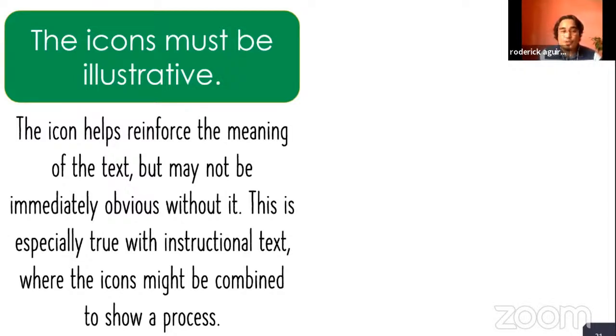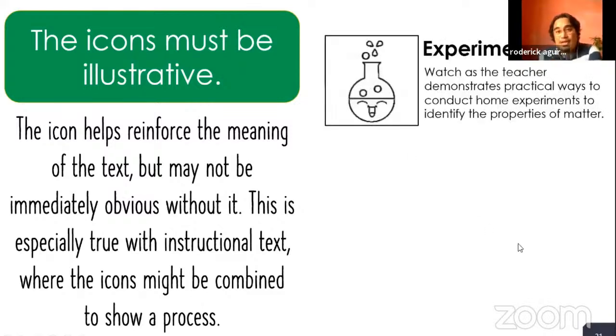This is especially true with instructional texts where the icons might be combined to show process. Let me give an example. Halimbawa po ito, ang symbol po natin for experimentation in science. Hindi lang po icons, especially for modules, dapat mag-combine po yung icons at saka yung mga words. So we have the name of the activity para na-associate ng bata ang name ng activity with the logo or the icon.